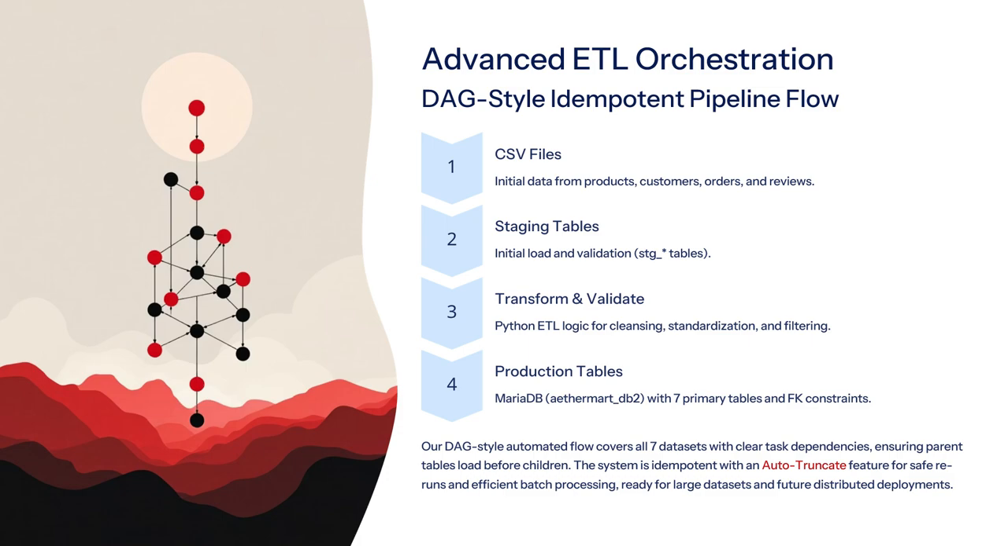That means that you can run the pipeline as many times as needed, and each run produces the same result without creating duplicates. This is achieved using an auto truncate mechanism that safely clears production tables before reload. This is essential for real world pipelines that may rerun due to failures or updates.